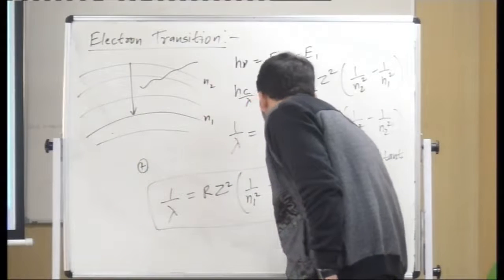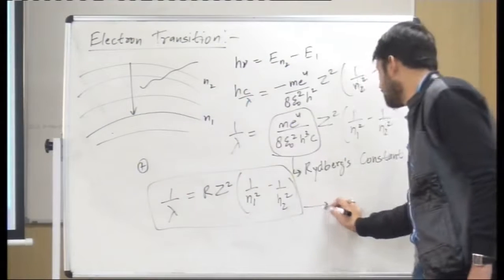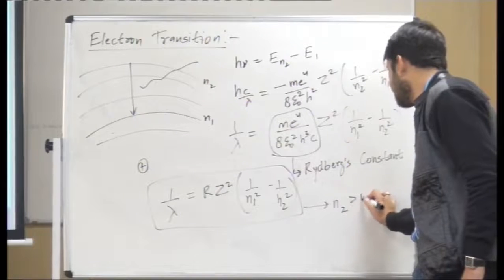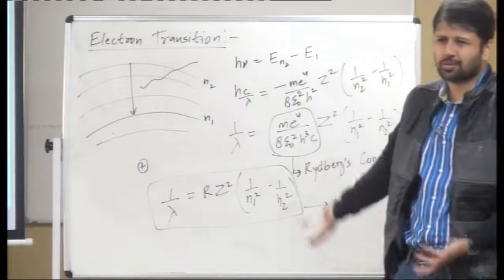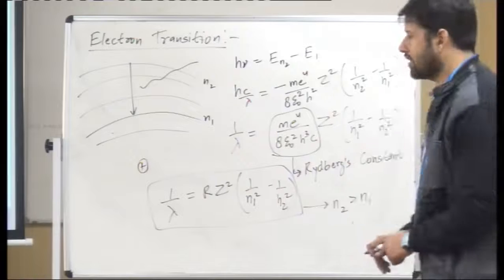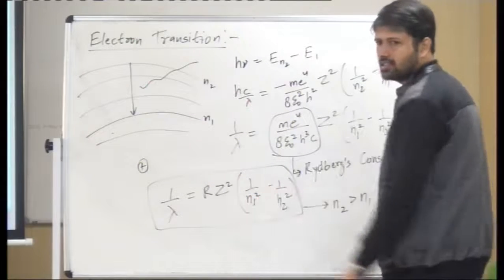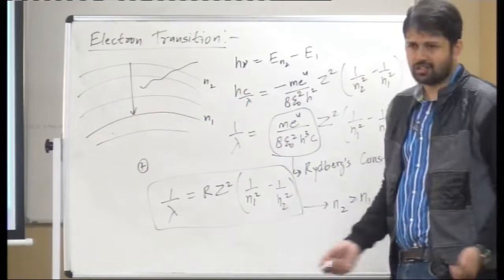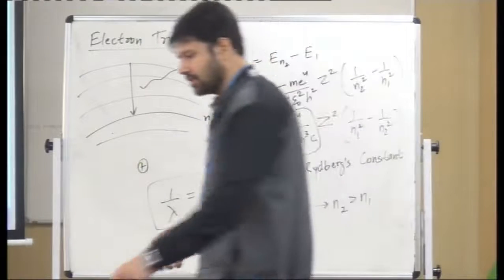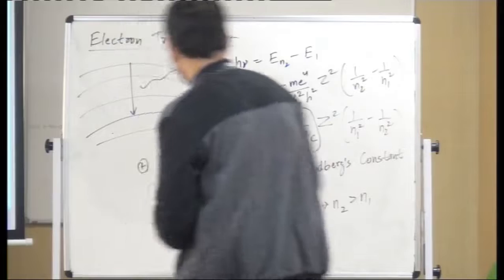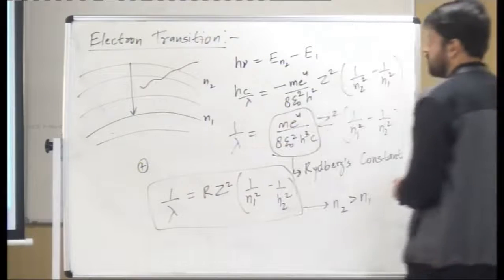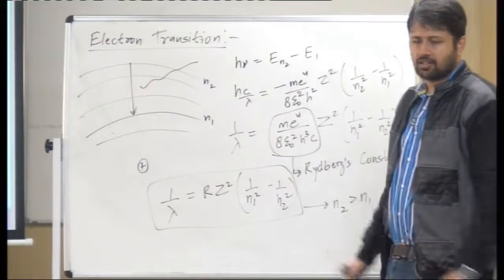The wavelength of the photon emitted would be this, and the condition is that n2 should be greater than n1, right? This has to be a positive value. So always place the smaller orbit number in the front.